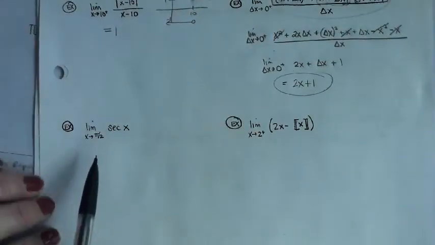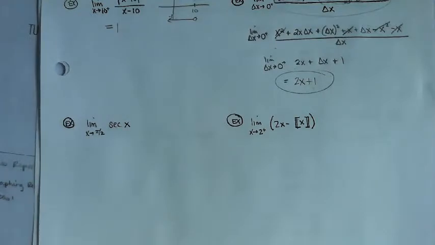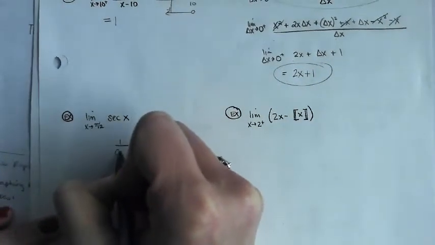On the next one, this is not a one-sided limit. It's just a regular old limit. Coming at pi over 2 from the left or from the right would have to be the same thing for this to exist. Secant is the same as 1 over the cosine of x.